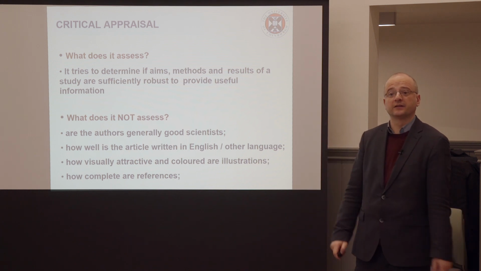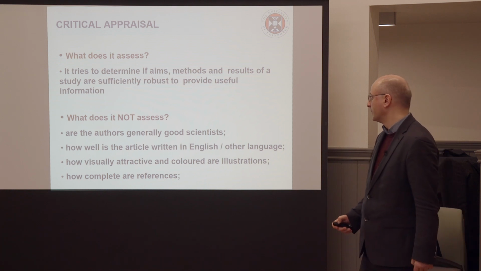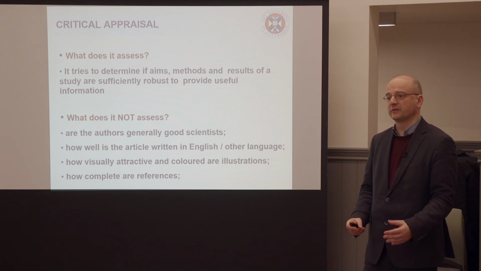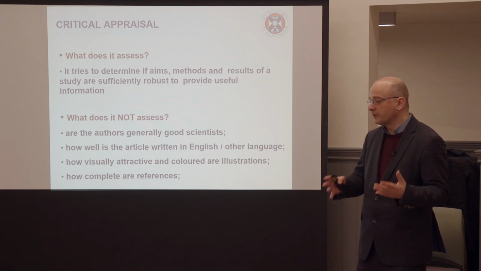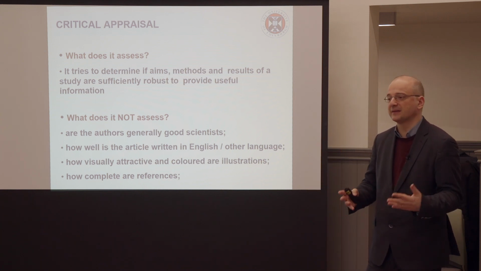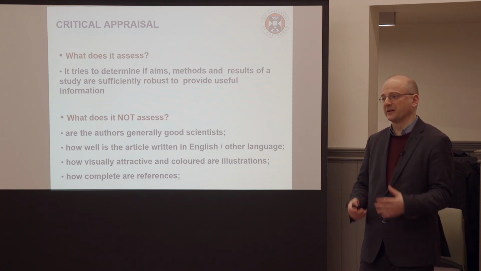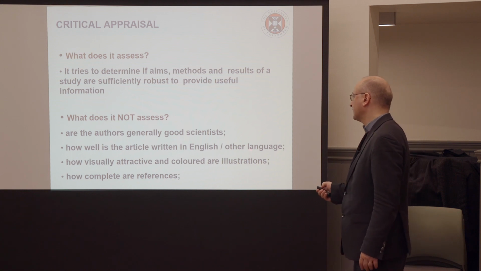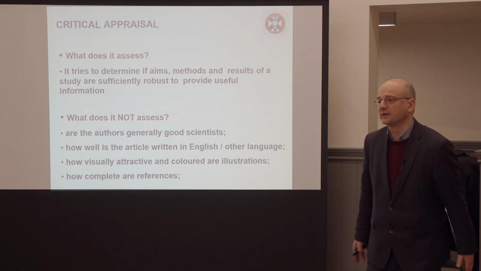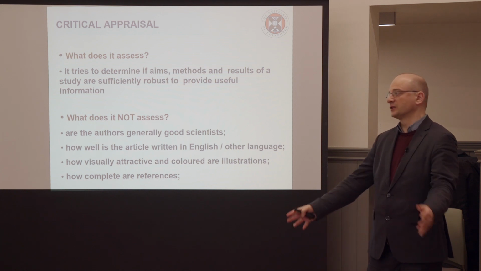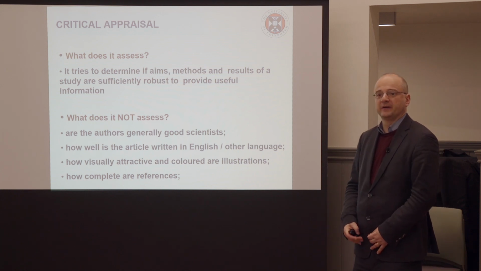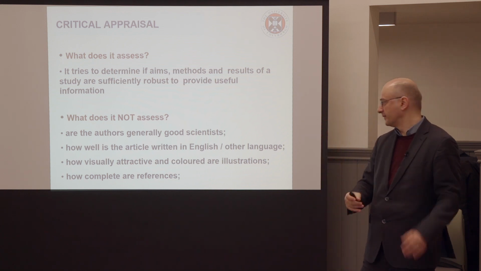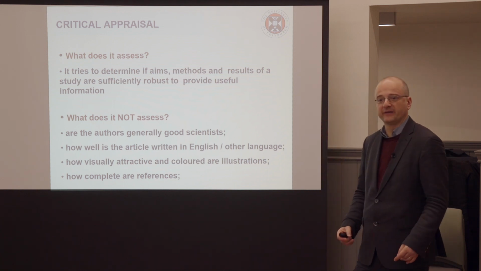And as editors of the journal, we do see this a lot, that sometimes we get papers by good scientists or papers from top institutions, for whatever reason they are publishing this paper, but it's just not a good paper. You know, we're trying to be positive, but it's not a good paper. How well is the article written in English or other language? So we're not assessing whether the use of English was good. That should not be the reason why the paper is rejected. How visually attractive and colored are the figures and the tables, and how complete the references.